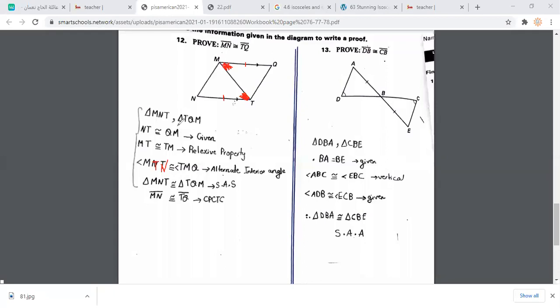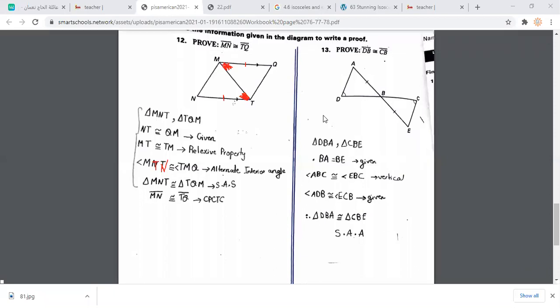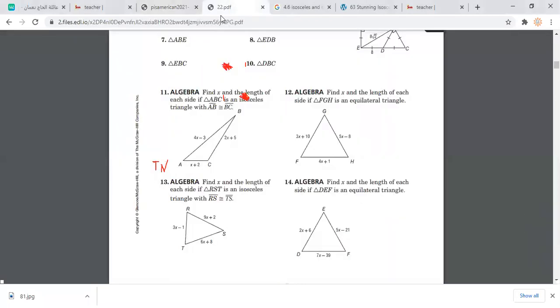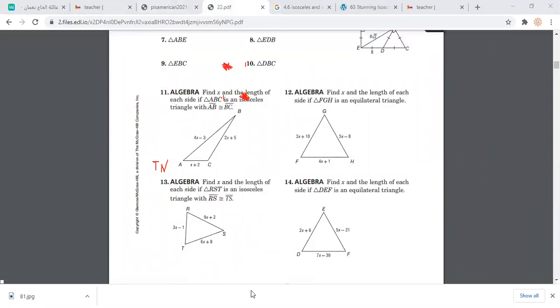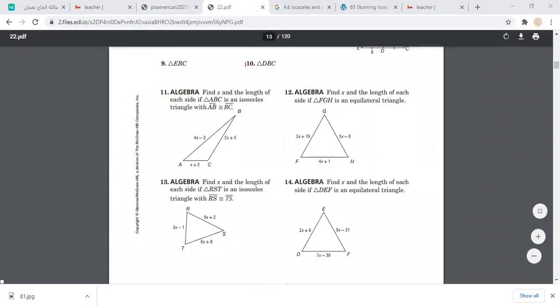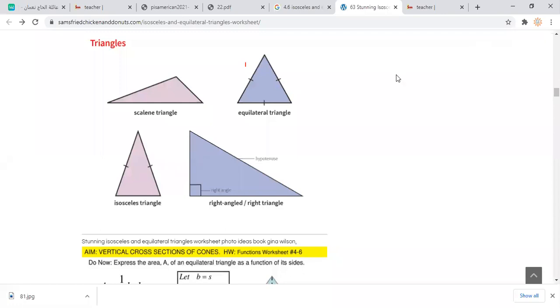We will go back today to the new lesson. What lesson do we have to study today? Lesson 4-7, which is talking about equilateral and isosceles triangles.